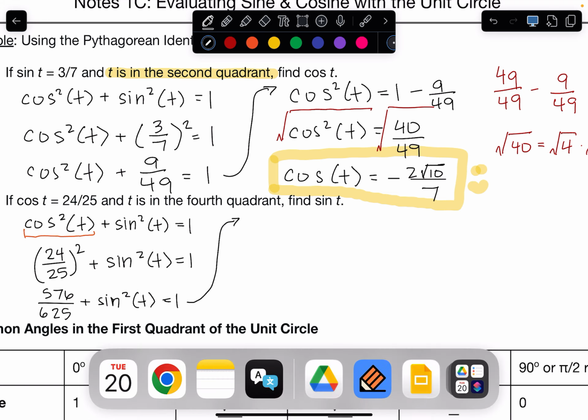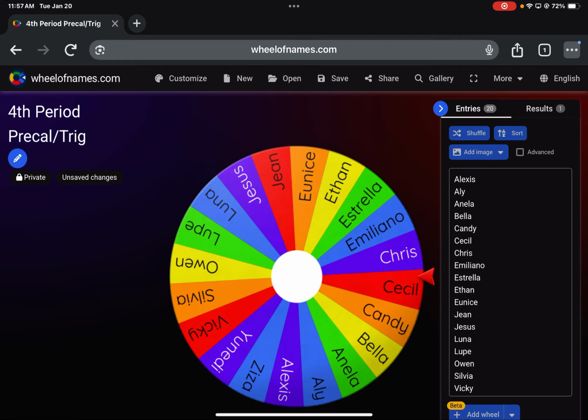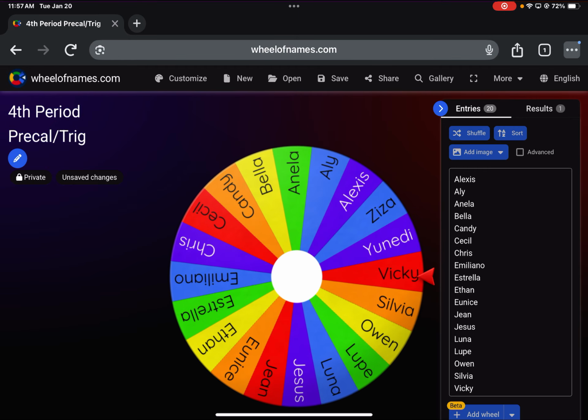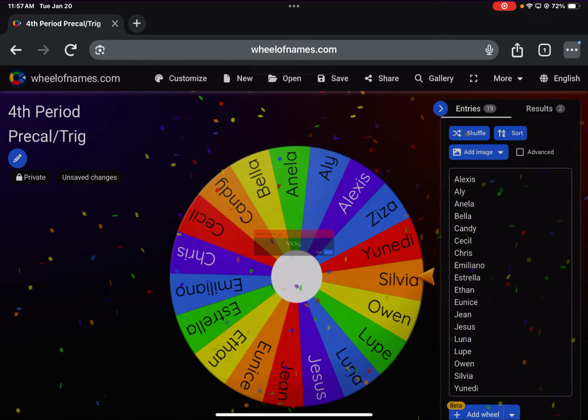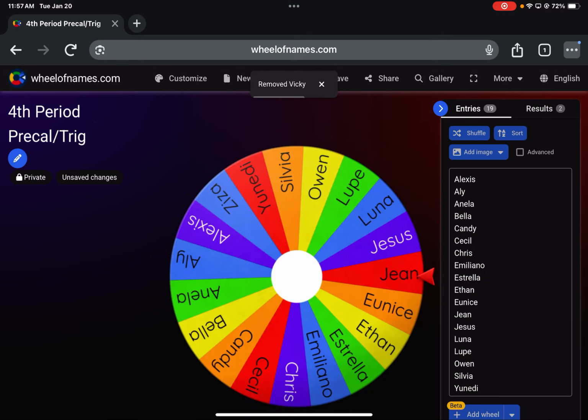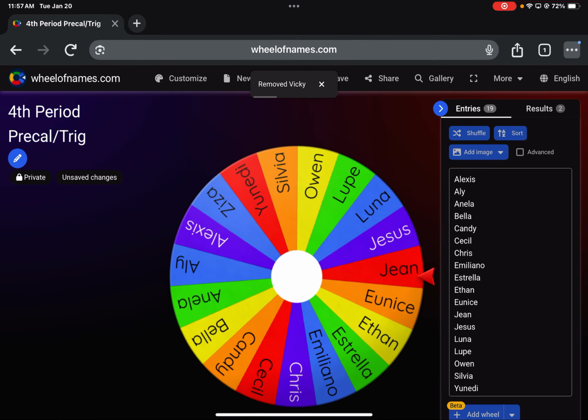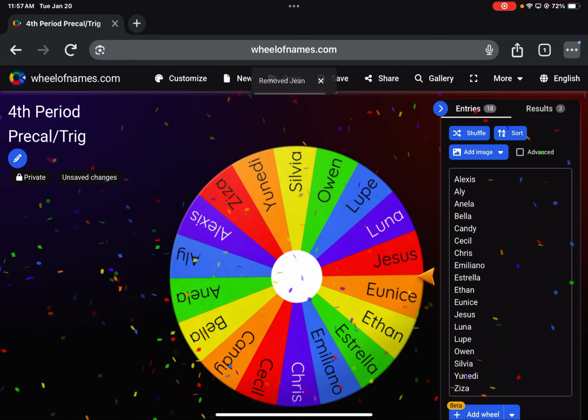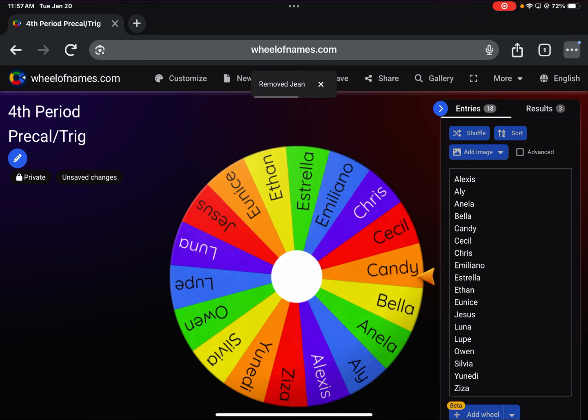So let's see. Who can I pick on next? Oh, sad face. Vicky's not here. And Jean's not here. Find all the absent people in one row.